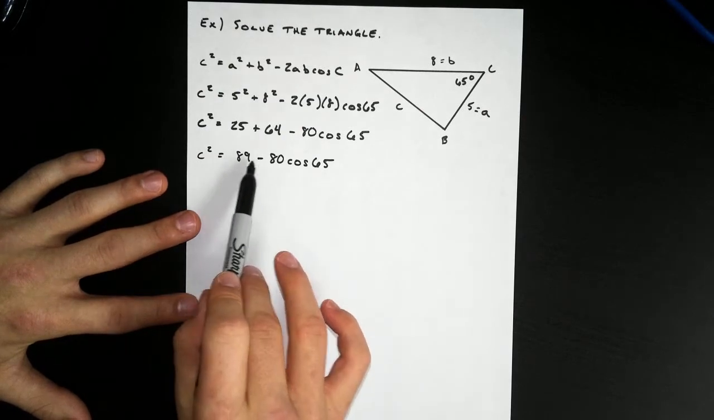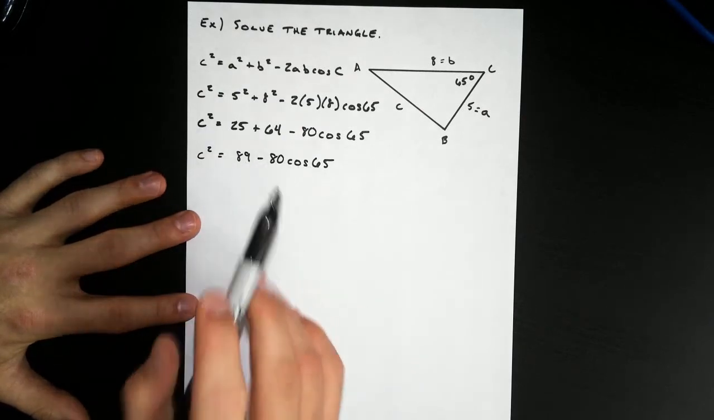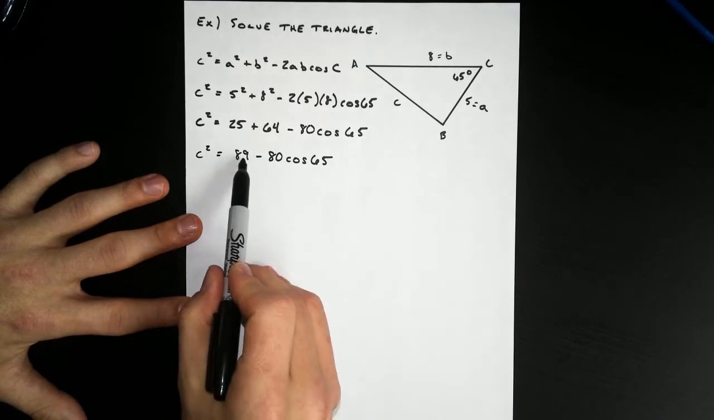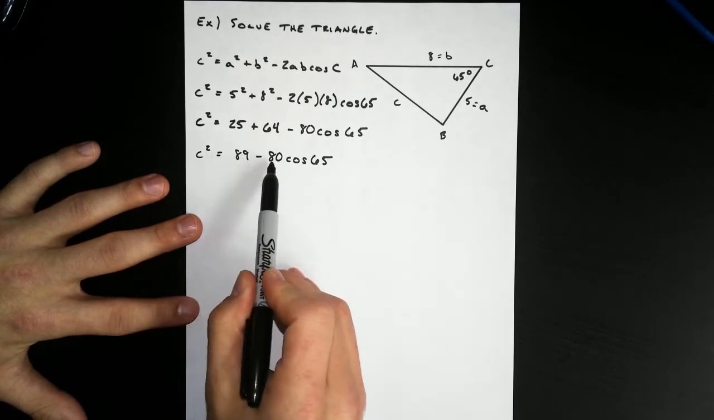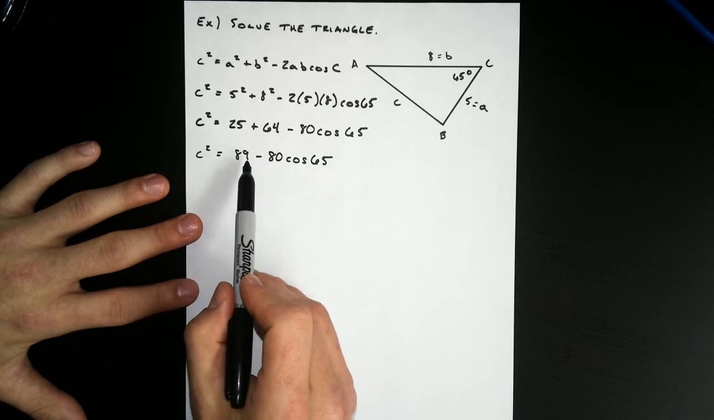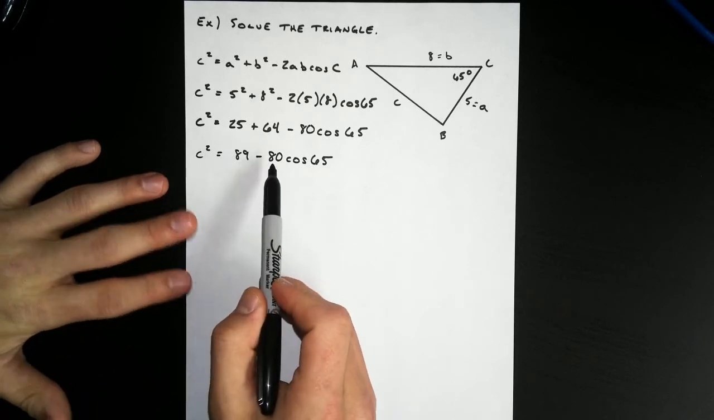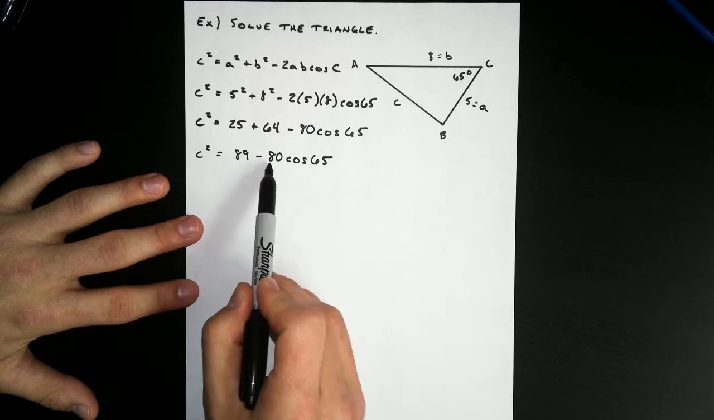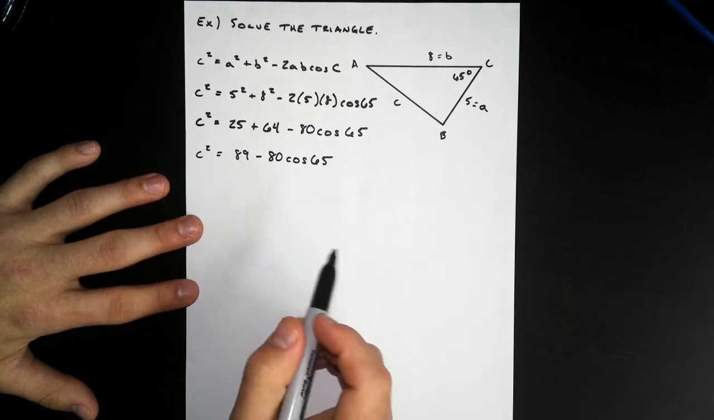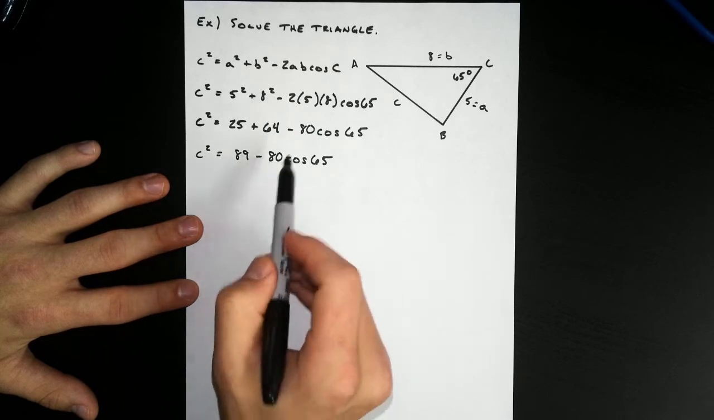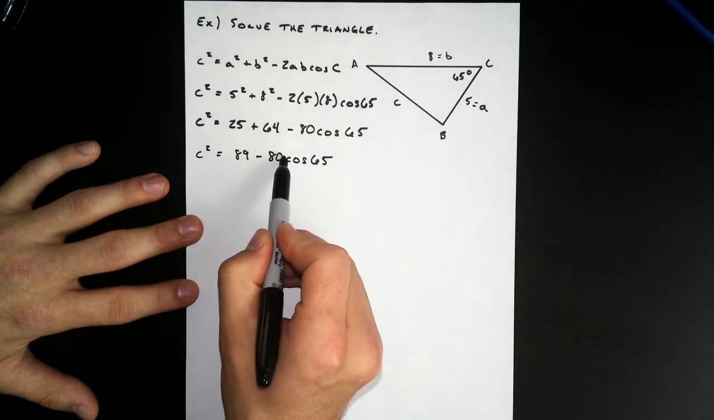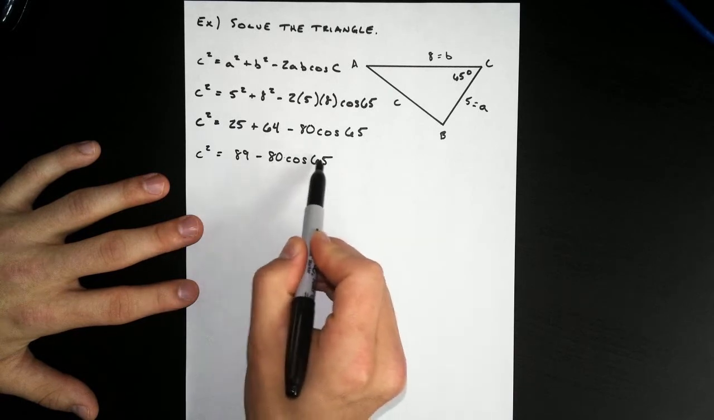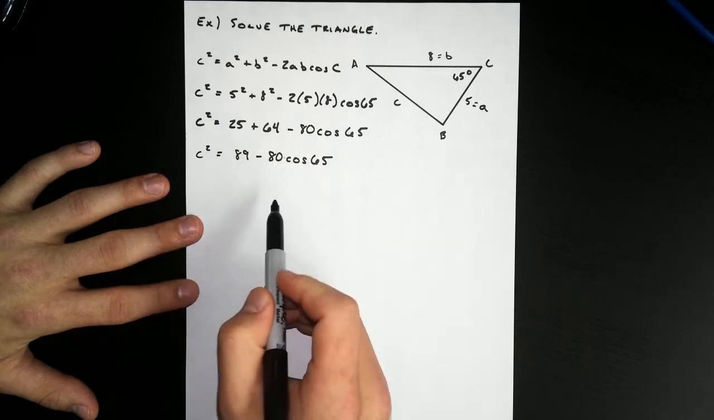Now, one of the mistakes that I see quite often is people have a tendency to want to subtract these two numbers, 89 and 80. They do end up really close together, and it seems really simple just to subtract them, but order of operations tells us that we can't do that. This 80 is being multiplied by the cosine of 65, so we would have to calculate that first and then subtract it from 89.